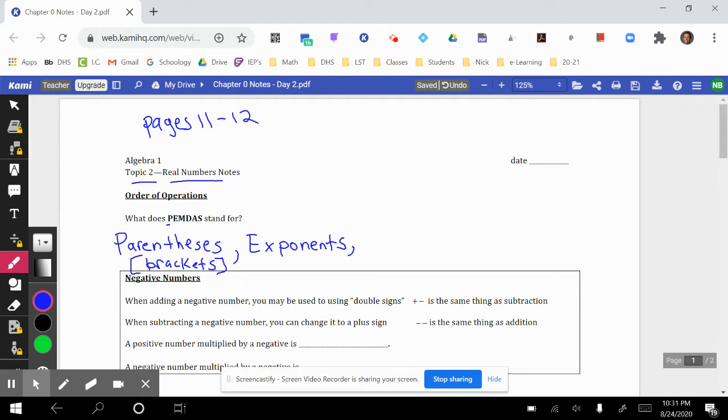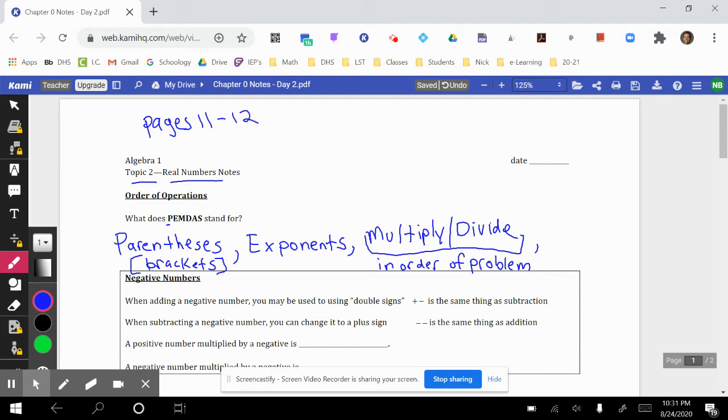After exponents, we're going to look at M and D together. M and D, of course, means multiply and divide. Those are going to be done at the same time, in order of the problem. When we're working from left to right, that's where we're going to take care of any multiplication and division at the same time.